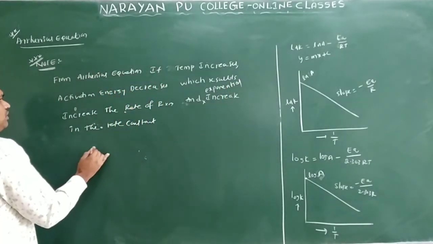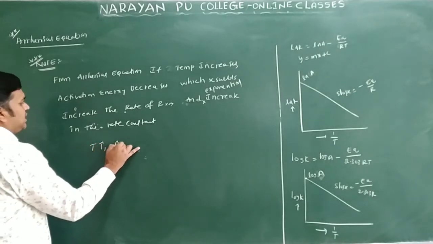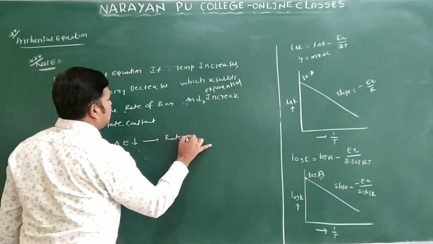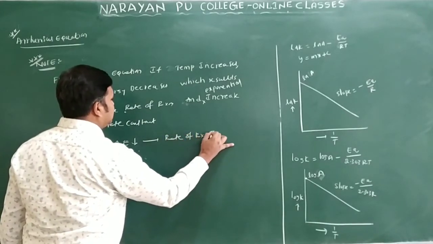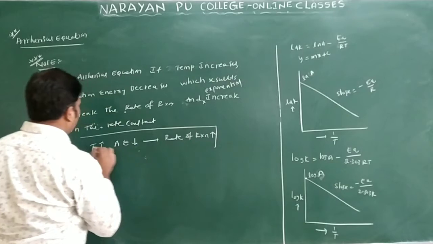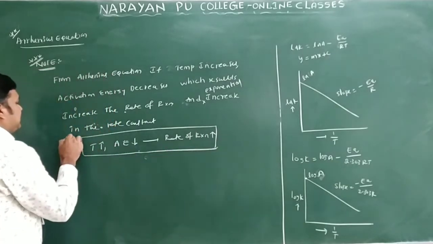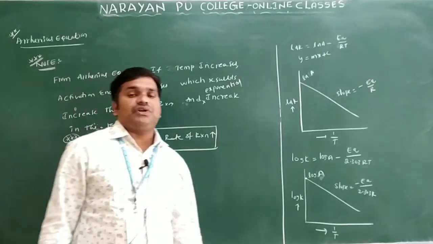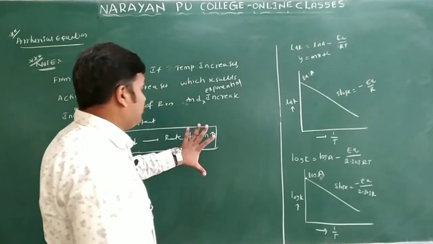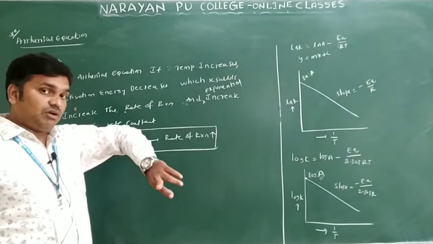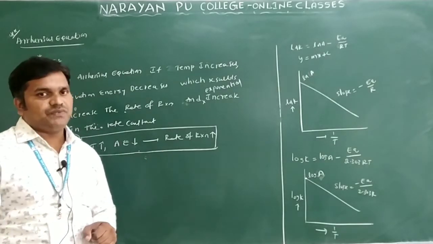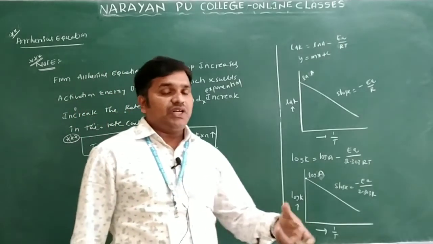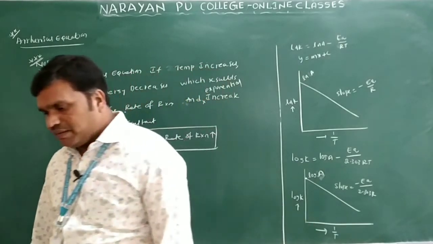So keep one point here. I will write here: temperature increases, activation energy decreases, thereby rate of reaction increases. This is an important point. If temperature increases, activation energy decreases. If activation energy decreases, rate of reaction increases. So this is a very important point regarding the effect of temperature on the activation energy. Clear? And now we will see this Arrhenius equation at different rate constants with different temperatures.